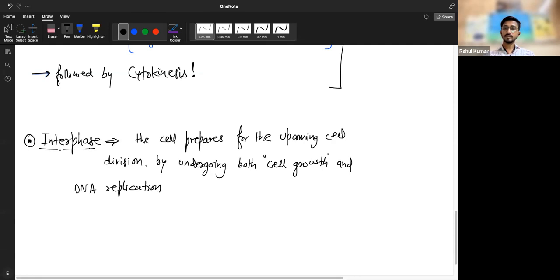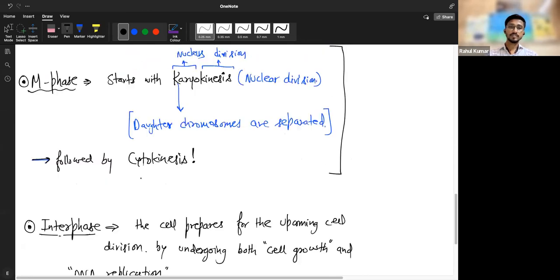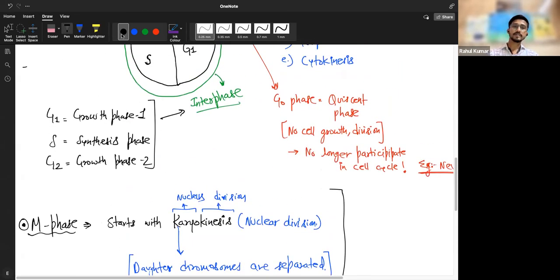First thing that happens is cell growth. And then DNA replication. Now this growth phase is also written in some books as gap phase: Gap 1, and this is called Gap 2. But just remember that even if it is called a gap phase, growth is happening.